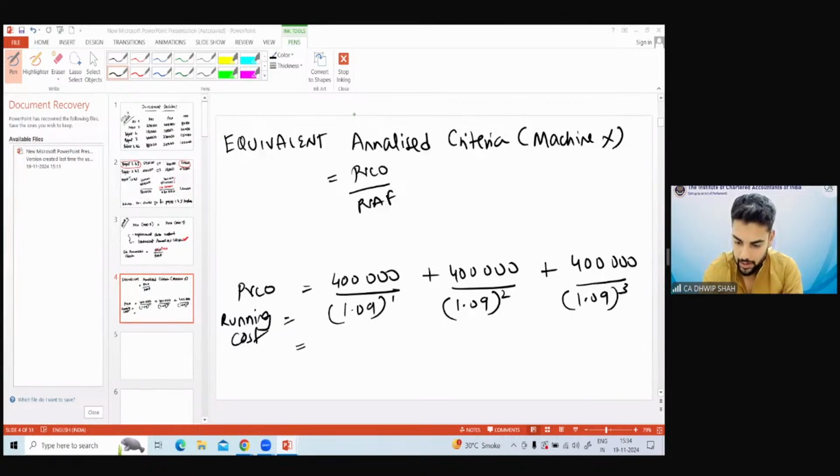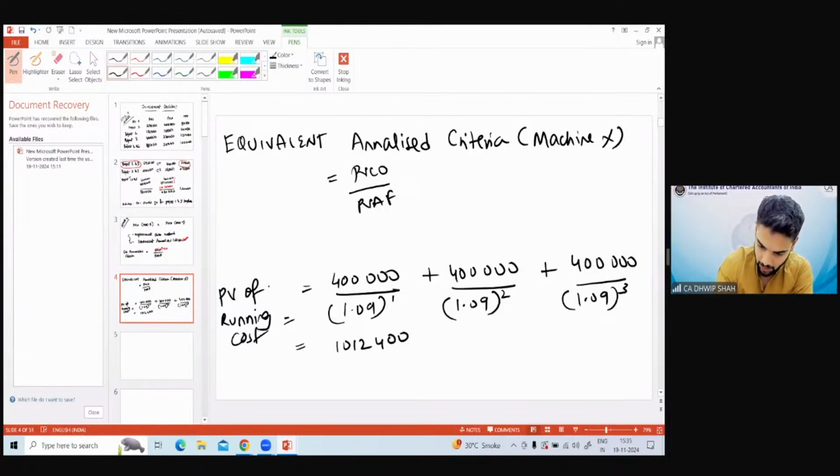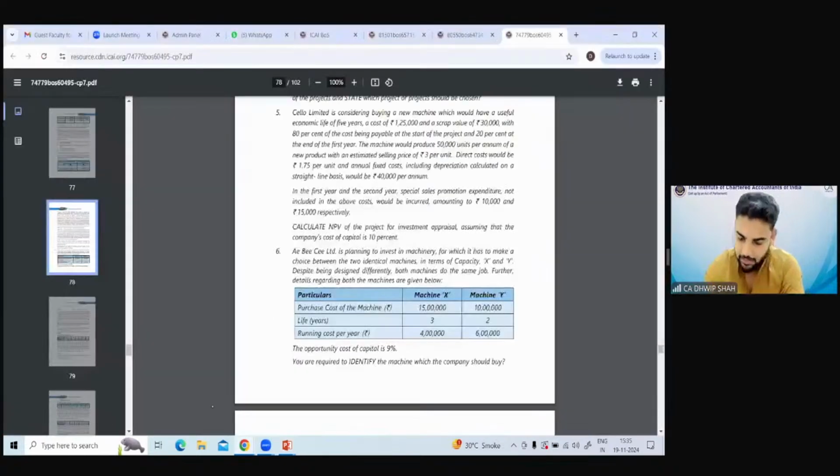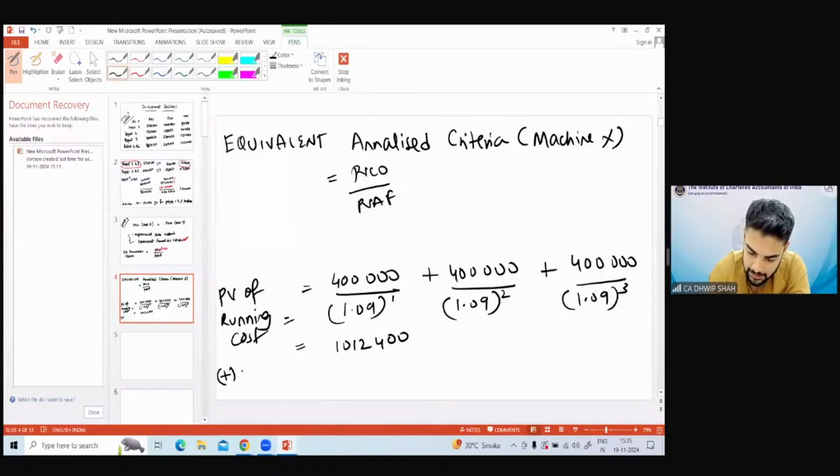10 lakh 1 thousand 400. This is the present value of running cost. This is not my PVCO. This is my present value of running cost. To this present value, we will add the initial investment of machine X, which is 15 lakh. Correct? Plus the initial investment in machine X, how much is it? 15 lakhs.